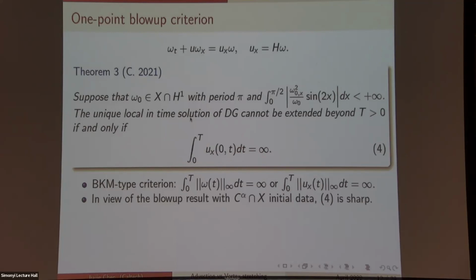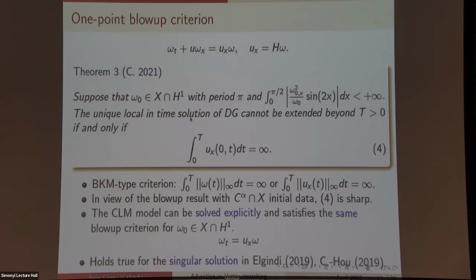In our previous C alpha blowup results, we can actually choose the initial data in this class. Therefore, this criterion can actually be achieved. So this criterion is sharp. This criterion also has some connection with other equations. For example, here I recall the Constantin-Lax-Majda model given by this. This model removes this advection term, and it is well known that it can be solved explicitly. Using the exact formula, one can show that this model satisfies the same blowup criterion for this class of initial data. However, for the model we study, we cannot solve it explicitly, so it is not clear why this holds true.